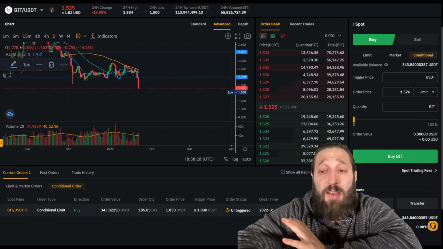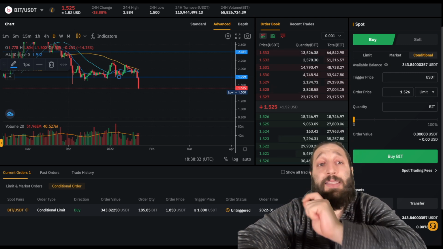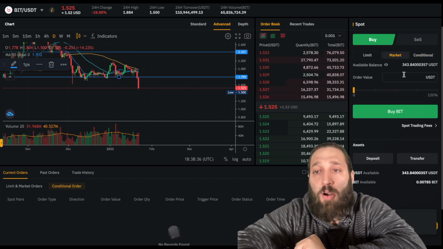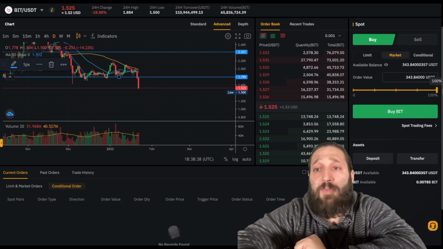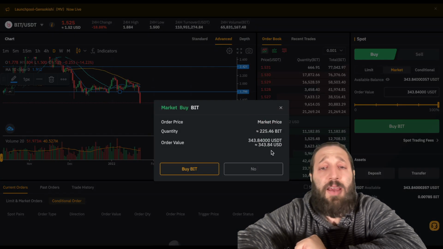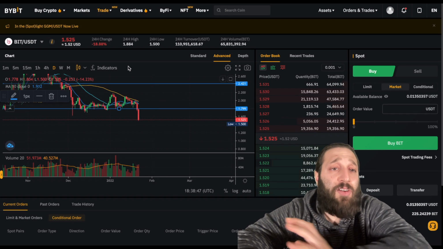You can do the same thing for the sell side. If it breaks this support, I want to sell and I want to be out of this. So we'll cancel that and we'll go and market buy because we need some bits for the Launchpad and how to stake. I'm going to show you guys how to do that so you guys can get into new coins that Bybit offers. So that is how to trade spot.